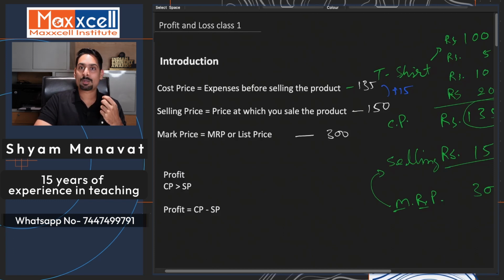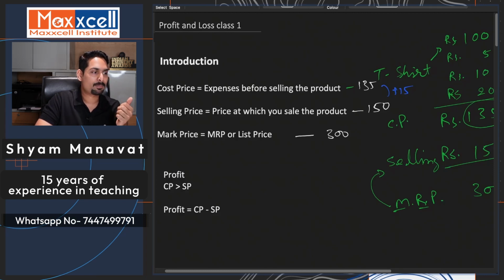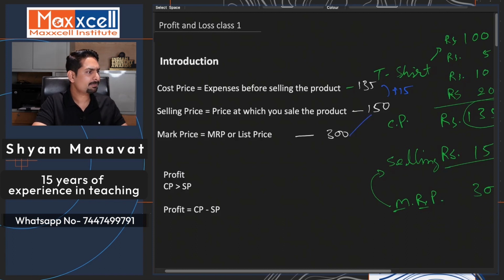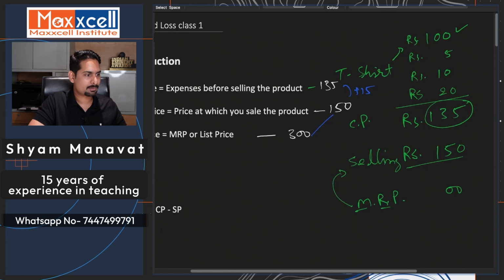And you made the customers also happy because you have given a discount. Instead of 300, you sold the t-shirt to the customer at 150 rupees. That means the difference between these two. Let me change this figure so that it is less confusing to you. Let me say this is 200 rupees.